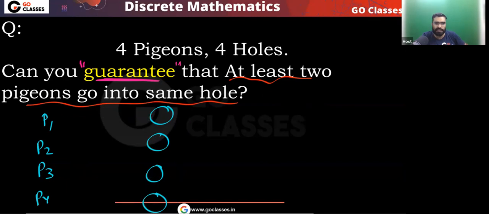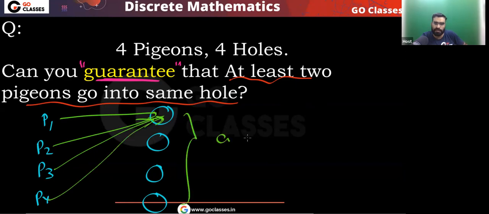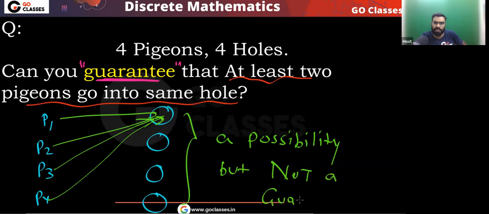It is a possibility, right? Maybe all of them are going to the same hole. This is a possibility, but not a guarantee. We cannot guarantee that this will happen.